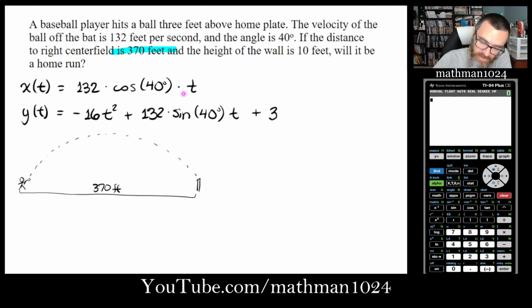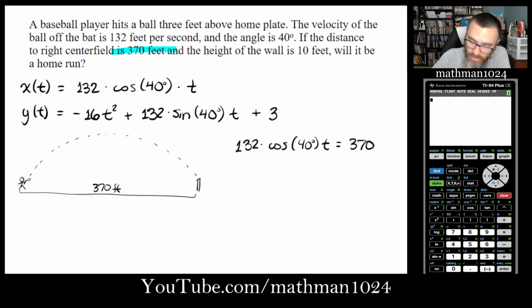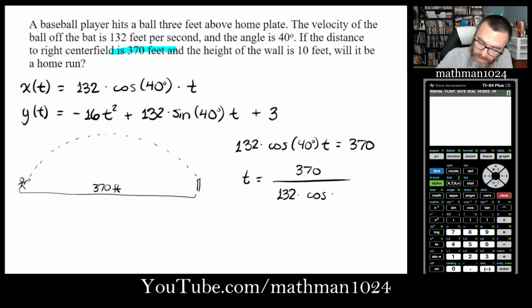All right, so let's work that out. So that means I need to figure out, when does 132 times cosine of 40 degrees t equal 370 feet? Well, this is just a matter of solving a linear equation. So t is 370 over 132 times cosine of 40 degrees.